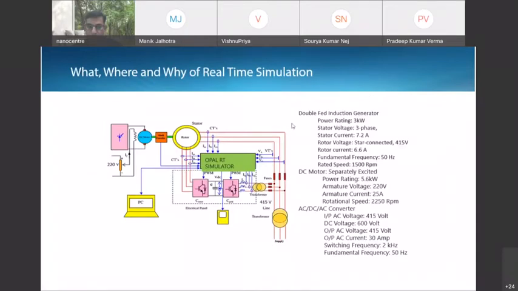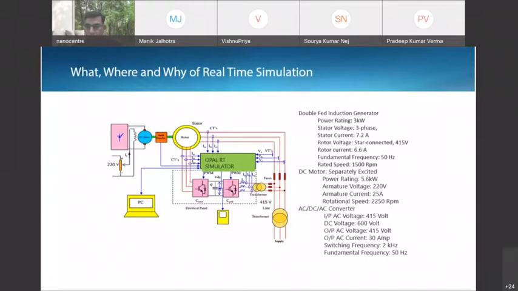Now coming to the very basic question: the three W's which correspond to real-time simulation. These are the what, where, and why of real-time simulation. We need to understand what exactly a real-time simulation is, what a real-time simulator is, why we need to use this, and where exactly we need to use this.